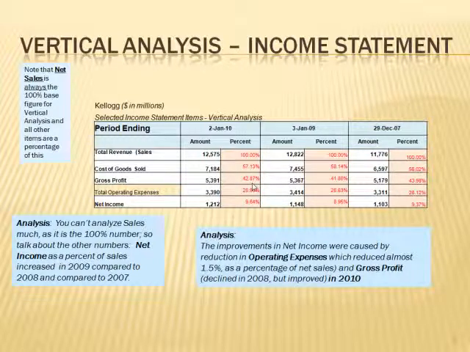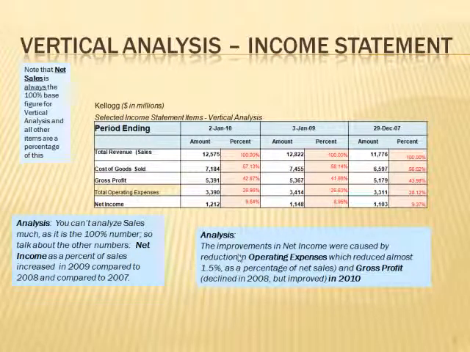As a review, gross profit is equal to net sales minus cost of goods sold. So you can't analyze sales because they're always the 100% number. In order to analyze the sales trends, you really do have to do the horizontal analysis. But you can look at the other numbers. Now, I like to start with income. Did we make money or not, and how does it compare? So you can see net income as a percent of sales increased in 2009 compared to 2008 and also compared to 2007. So we have an overall positive trend in net income.